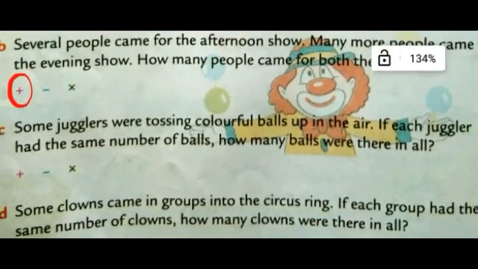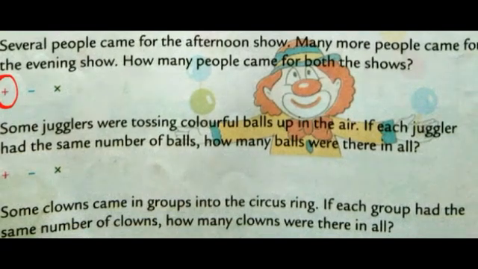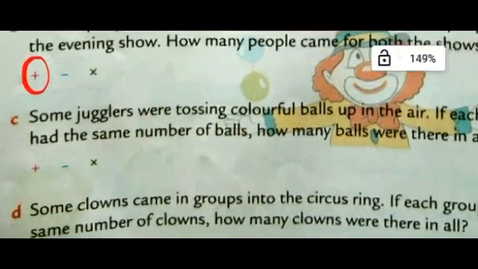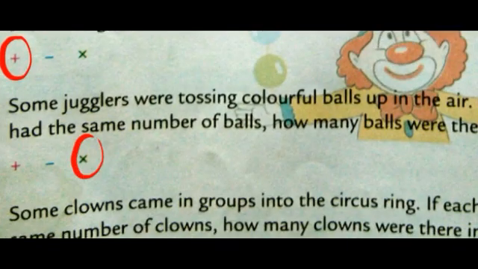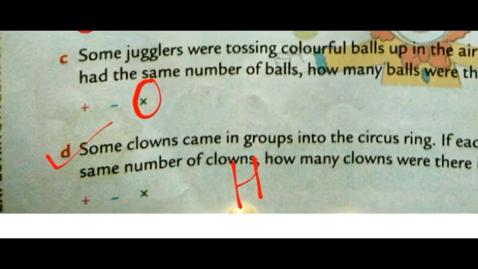Some jugglers were tossing colorful balls up in the air. If each juggler had the same number of balls, how many balls were there in all? See, some jugglers were tossing the colorful balls. The number is not given to us. But if each juggler had the same number of balls, that means we have to multiply. When they are asking each, that means we have to simply multiply to find out. Okay, so this is a multiplication question. So I would like you all to try the last one as homework.